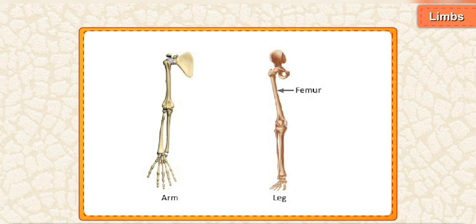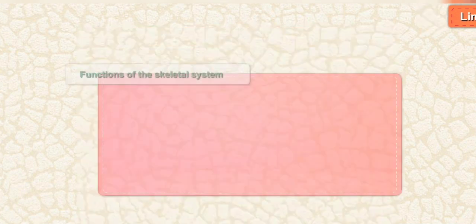The upper leg has the thigh bone. The thigh bone or femur is the longest bone in the body. It is joined to the lower backbone with the help of the hip girdle. Hands, wrists, and feet have many bones.